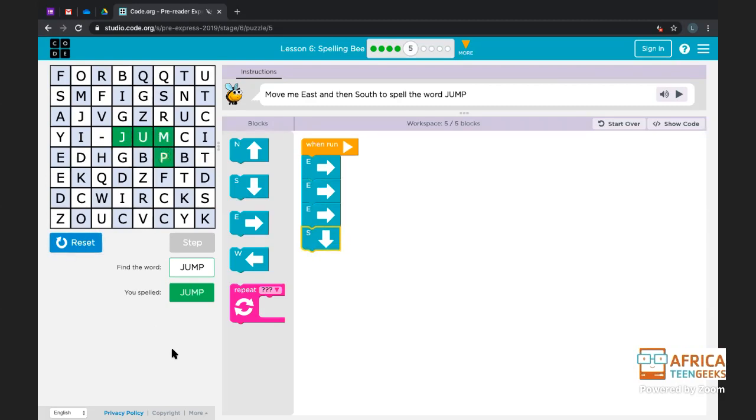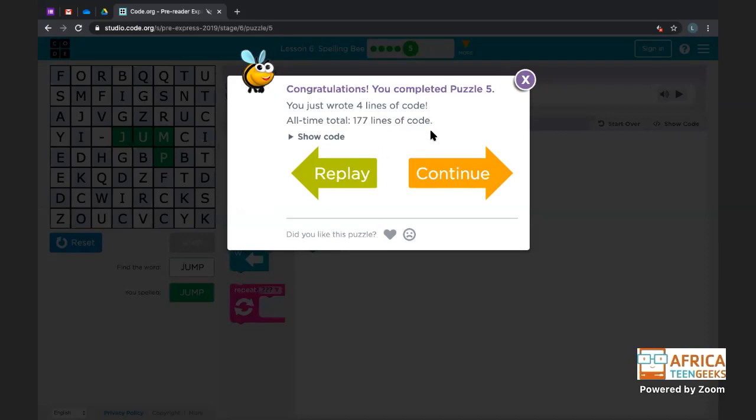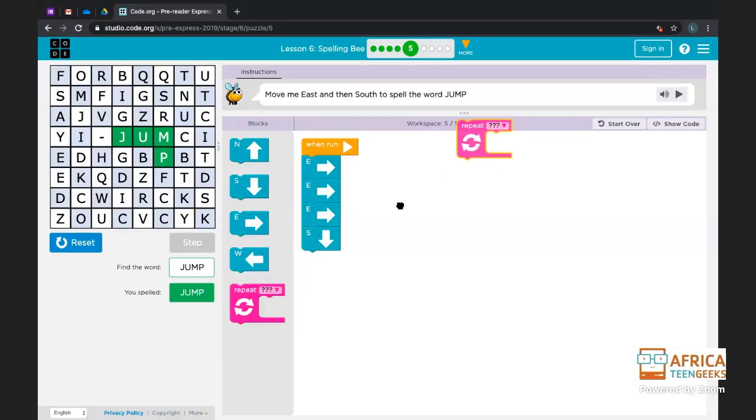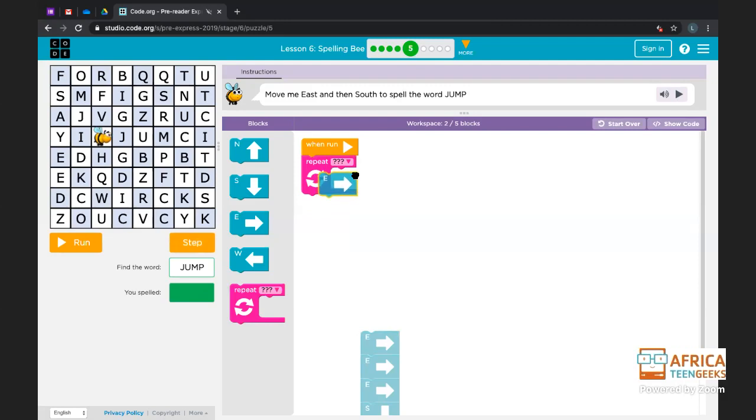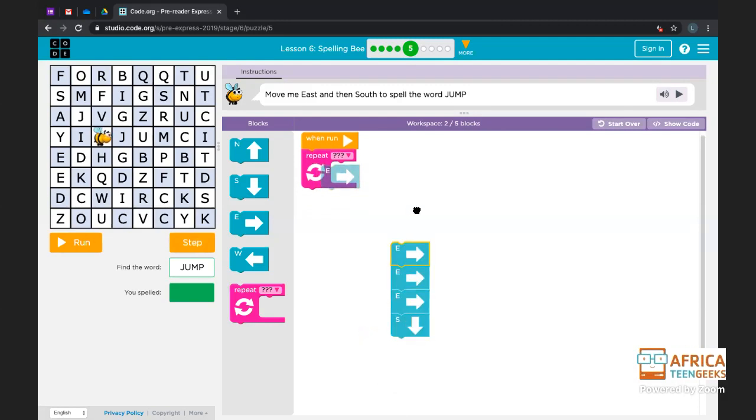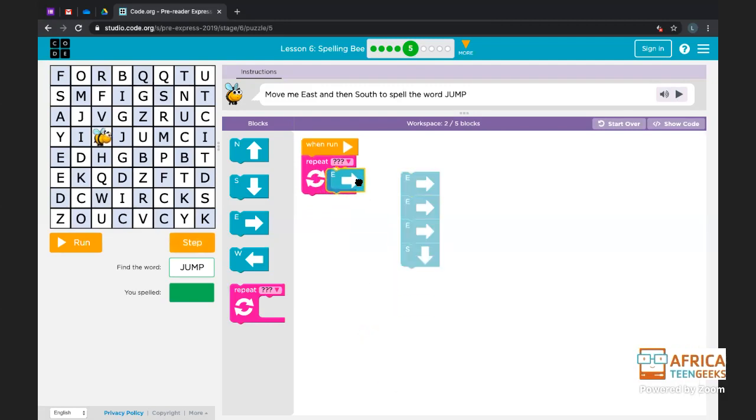Very, very nicely done. So now we can also say we want the little b to repeat 3 times going to the east, because if we look at this code that Heidi just gave us, we can see that there's 1, 2, 3 blocks going to the east.